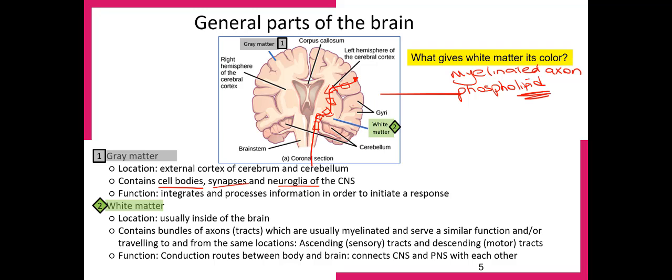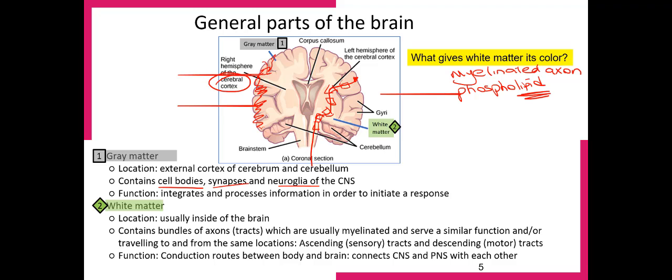So you've got these jelly rolls of myelin, and those jelly rolls of myelin give the white matter its whiter appearance. If you look over here, you can see that the gray matter in the brain, in the cerebrum and the cerebellum, is the external part. So it's the cortical part. And so that's why it's called the cerebral cortex, because it's on the outside.